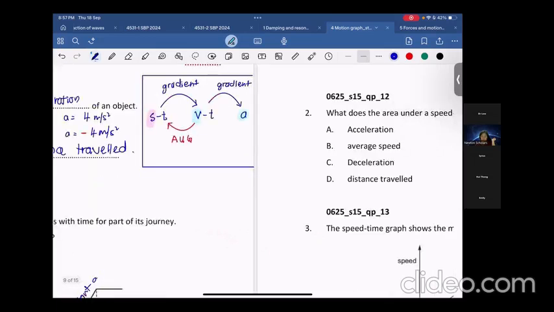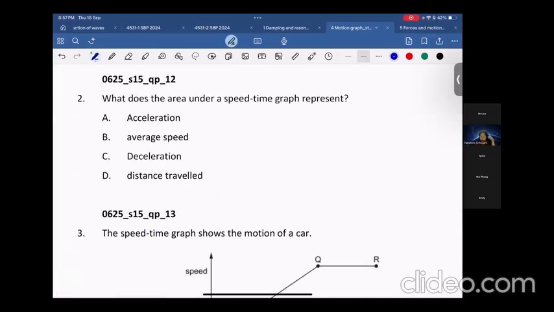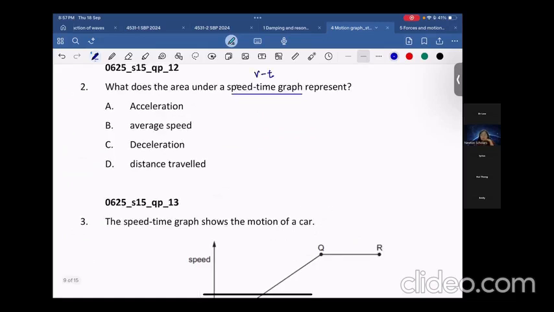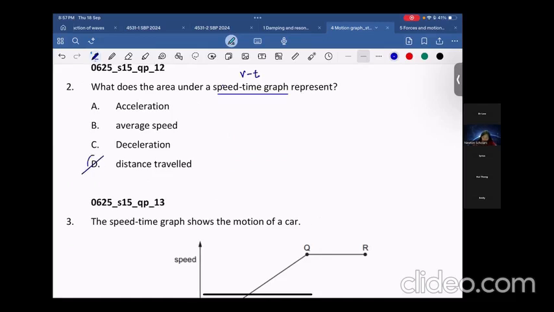What does the area under the speed time graph represent? Speed time graph, area under the graph. The answer is easy. Just now I asked you to capture using your eyes and then store in your brain. Area under the graph, go back. Okay, thank you for answering me. The answer is distance.